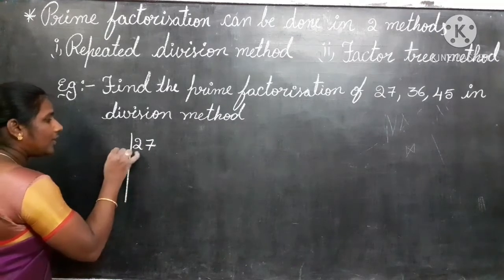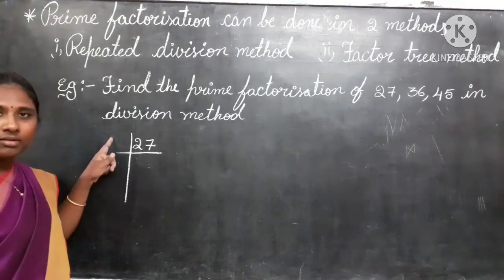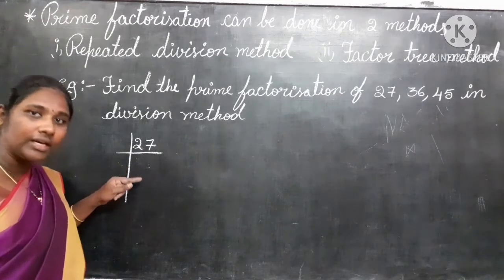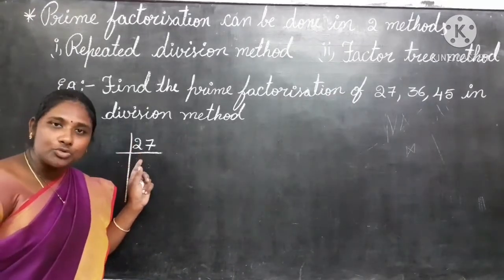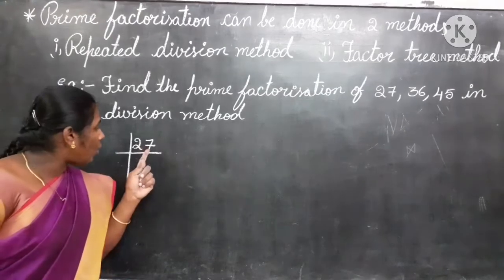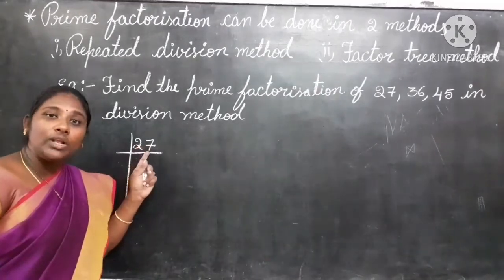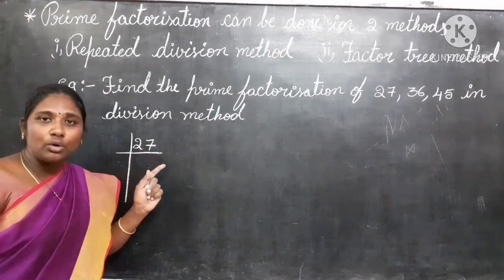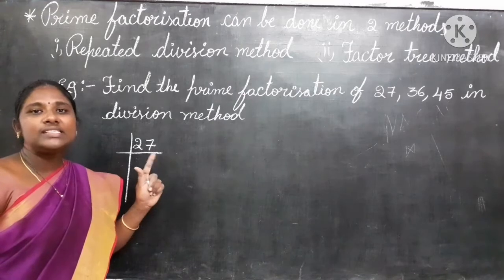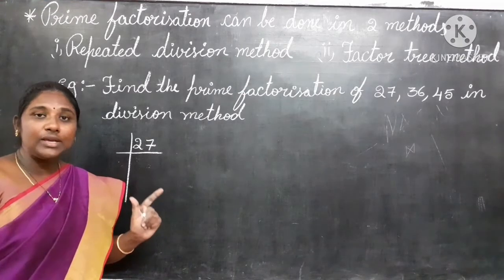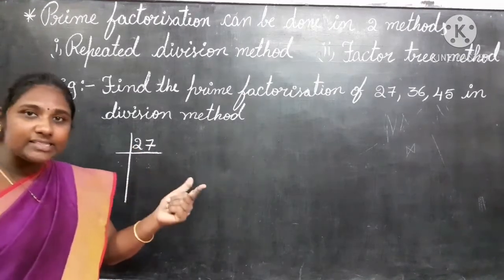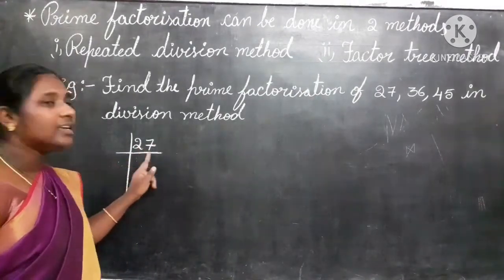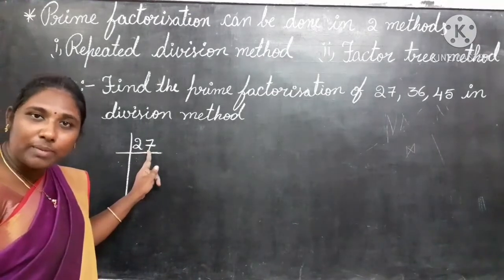Will 27 come in the 2 table? We learned the divisibility rules, and we have to apply them here. Is it possible to divide by 2? No. Why? If the ones place digit is 0, 2, 4, 6 or 8, then it is divisible by 2. But here the ones place digit is 7, so it is not divisible by 2.